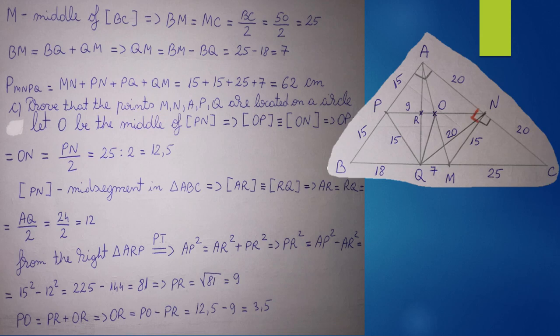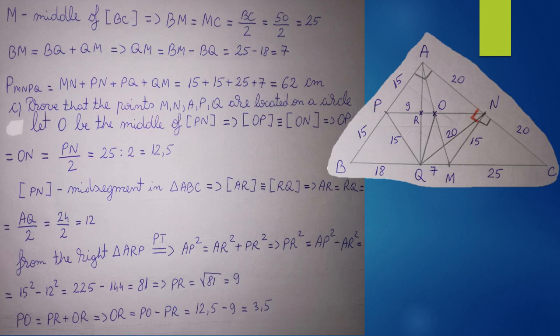M is the middle of segment BC, and from this we have that BM is equal to MC, which is equal to half of BC, which is equal to 25. BM is equal to BQ plus QM, so QM is equal to BM minus BQ, which is equal to 25 minus 18, which is equal to 7. So the perimeter of the quadrilateral MNPQ is equal to MN plus PN plus PQ plus QM, which is equal to 15 plus 15 plus 25 plus 7, which is equal to 62 centimeters.